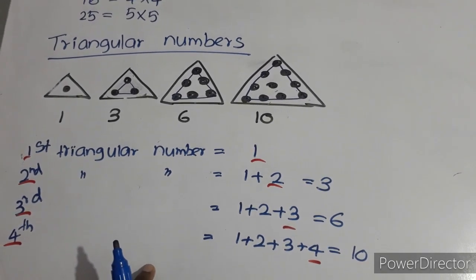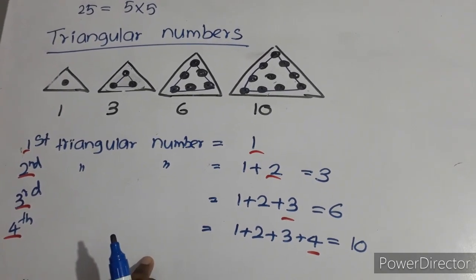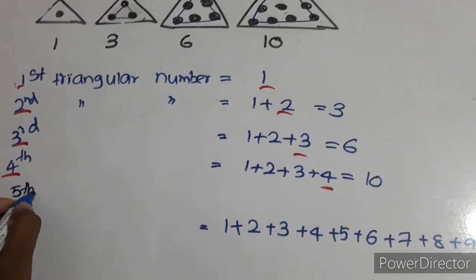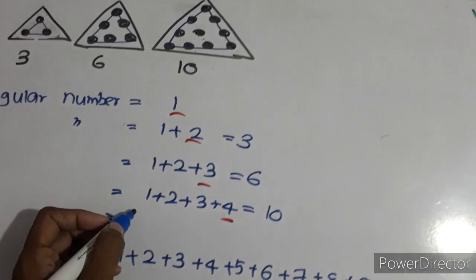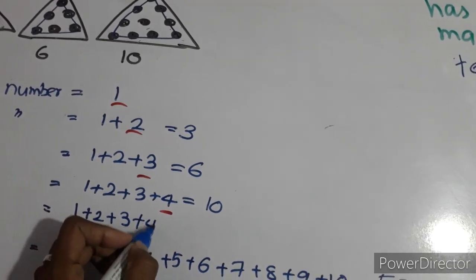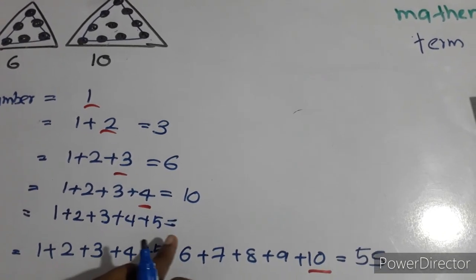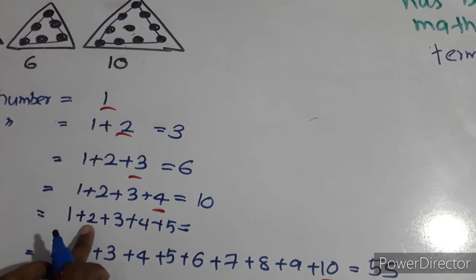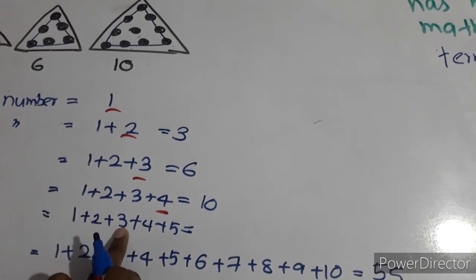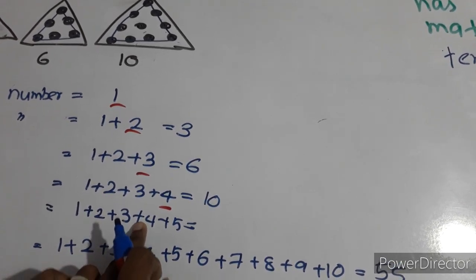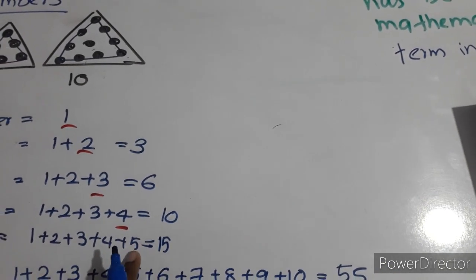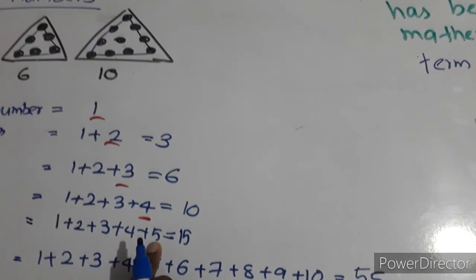Then what will be the fifth triangular number? We'll write it here. For the fifth one, what do we have to do? Starting from 1, add up to 5, right? Now what is the answer? 1 plus 2 is 3. 3 plus 3 is 6. 6 plus 4 is 10. 10 plus 5 is 15. Then the fifth triangular number is 15.